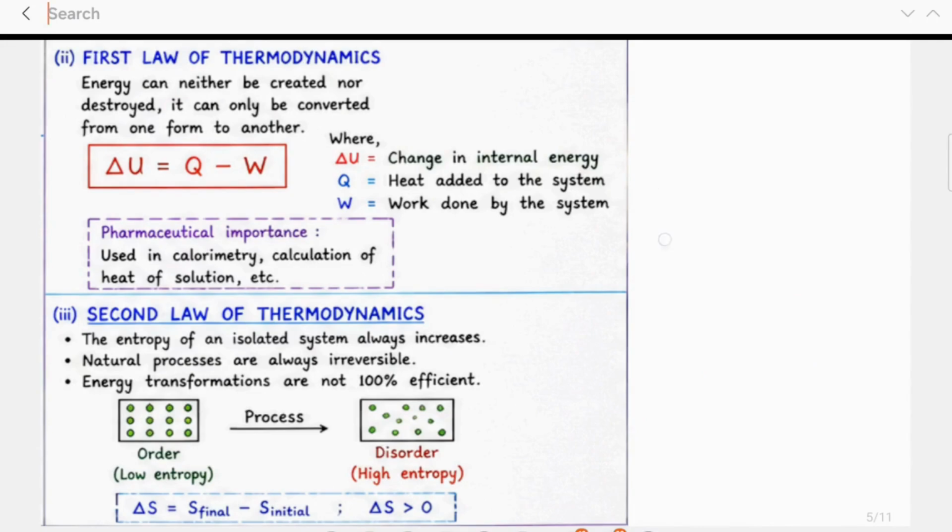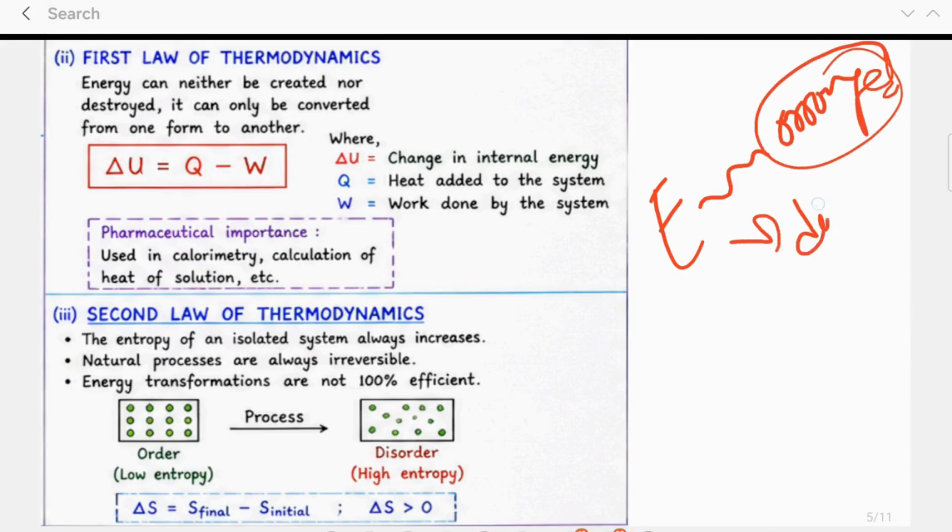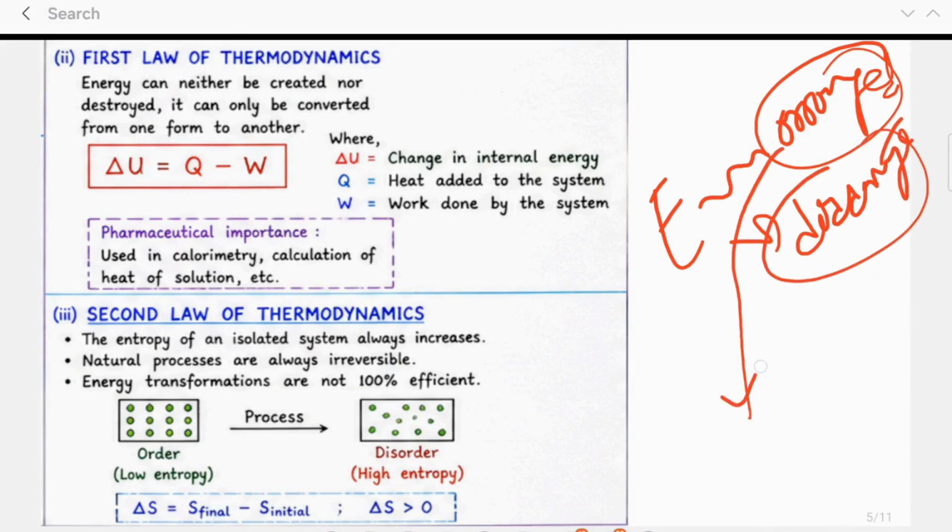So in short, entropy tells us how much things are in arranged form and how much things are in disarranged form. If it is in proper arrangement, then entropy decreases. If it is in random arrangement, the entropy is increased.